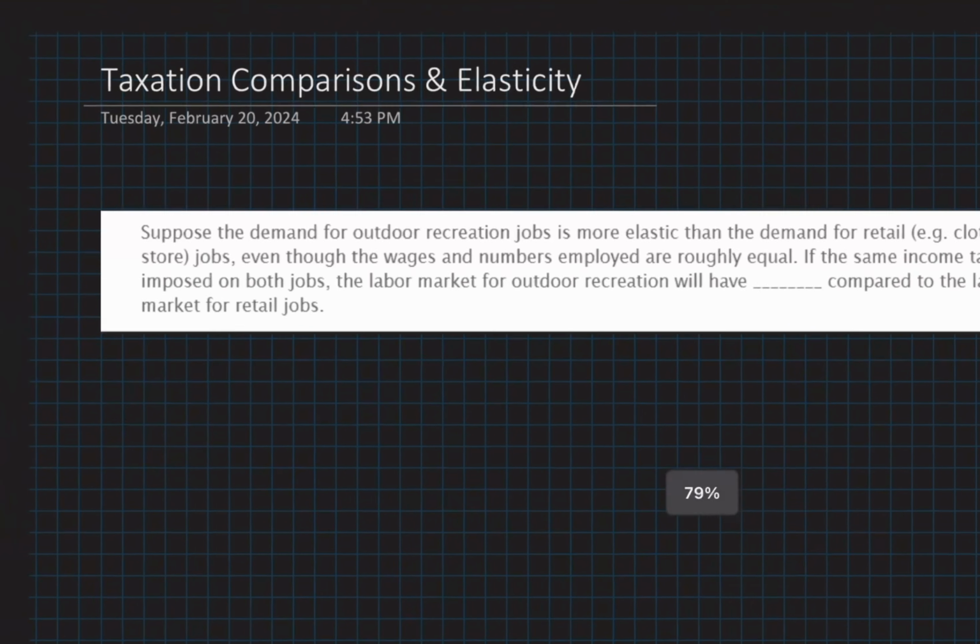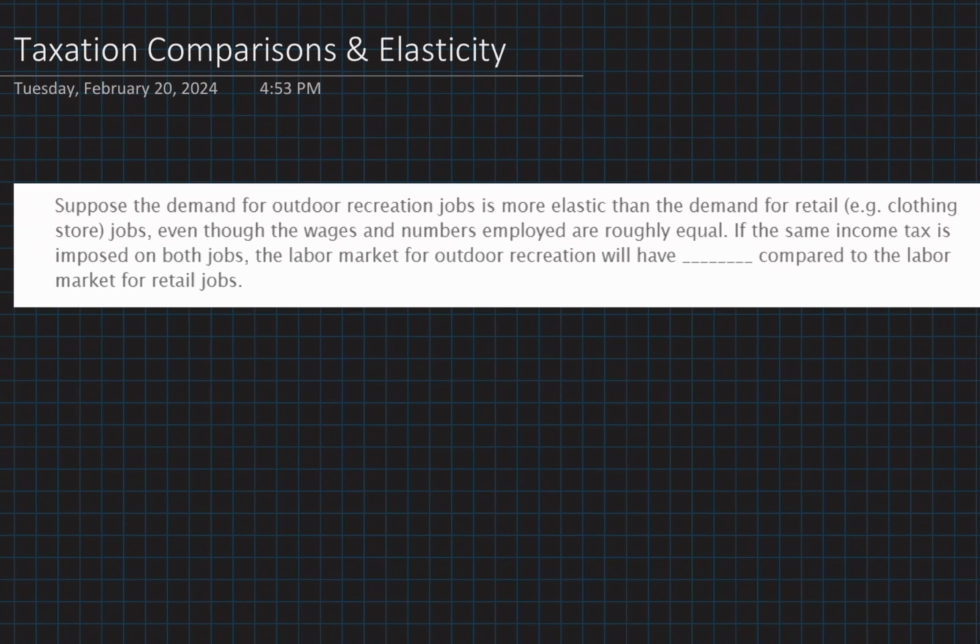questions. Okay, so it says, suppose the demand for outdoor recreation jobs is more elastic than the demand for retail, which is like clothing store jobs, even though the wages and numbers employed are roughly equal. If the same income tax is imposed on both jobs, the labor market for recreation will have blank compared to the market for retail jobs.